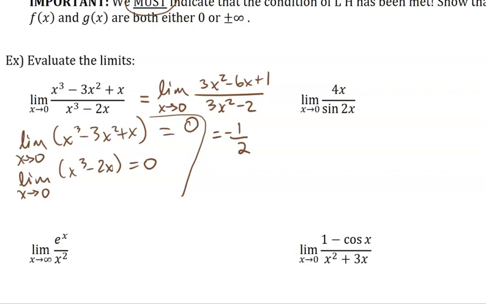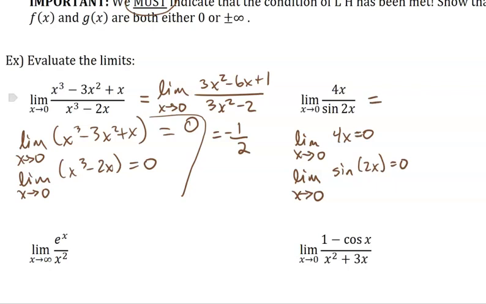Okay, for the next one, again, the first thing we try with limits is plugging in our constant. So 4 times 0 over sine of 0 is 0 over 0. So I'm writing explicitly that the condition has been met. The limit at 0 of 4x is equal to 0, and the limit at 0 of sine of 2x is also equal to 0. Therefore, by L'Hopital, this is equal to the limit as x approaches 0 of the derivative of 4x, which is 4.